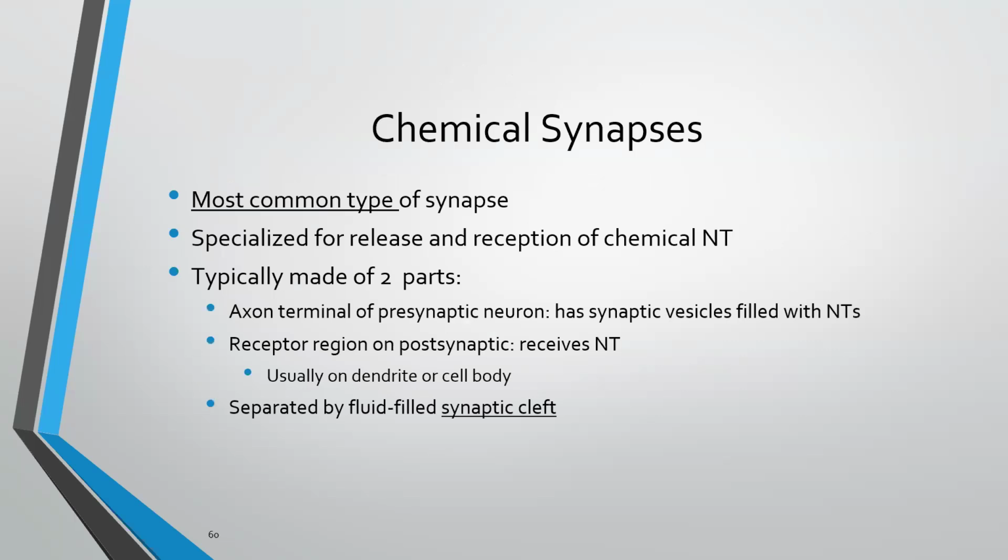All right, so chemical synapses involve a neurotransmitter crossing the synaptic cleft to bind to receptors on the postsynaptic neuron, which initiates a response.